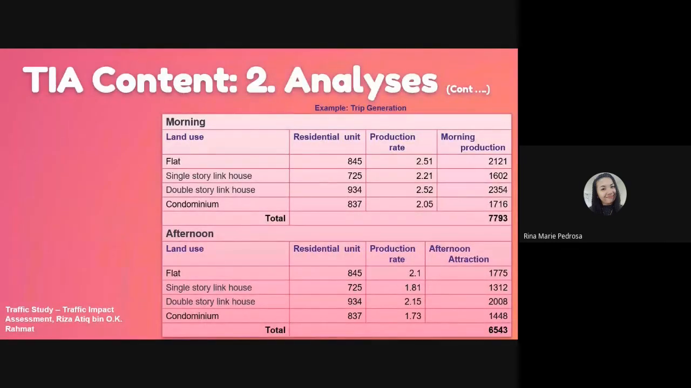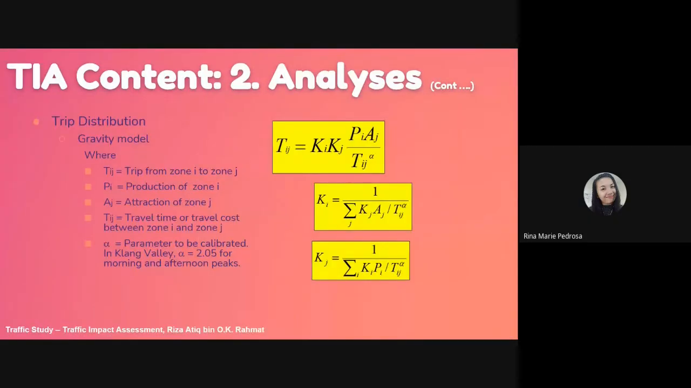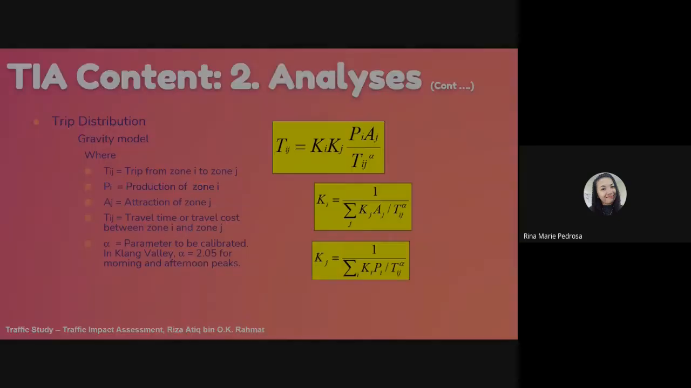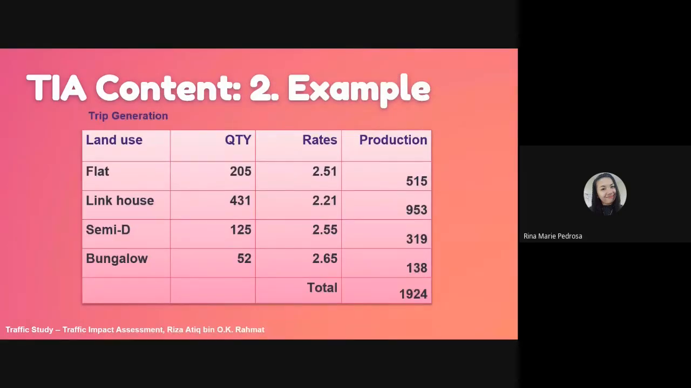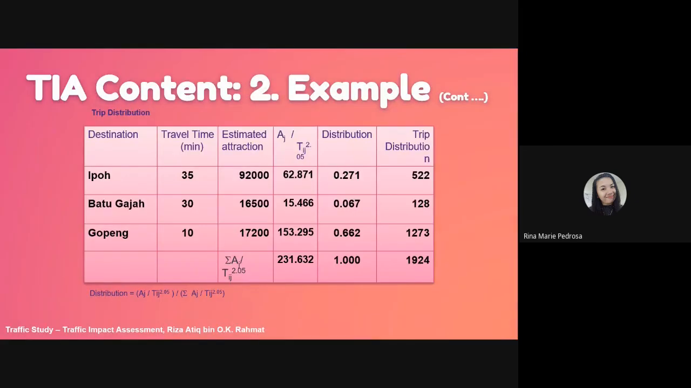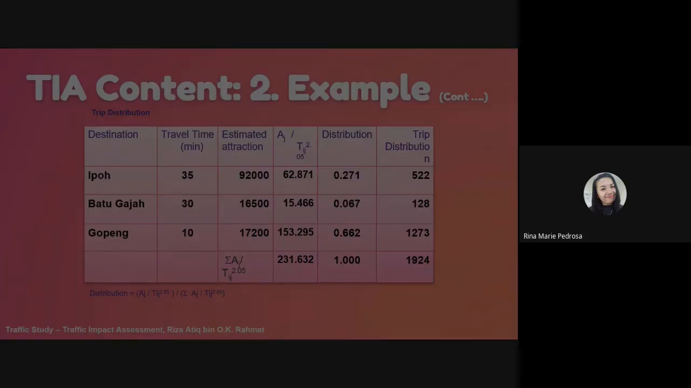So here's the trip generation. So here are the formulas used. Here's the project site, quantity, rates, and the production. So you just multiply this one. You get the production. So they have three destinations. These are the three zones that they had: Ipoh, Batu Gajah, and Gopeng.